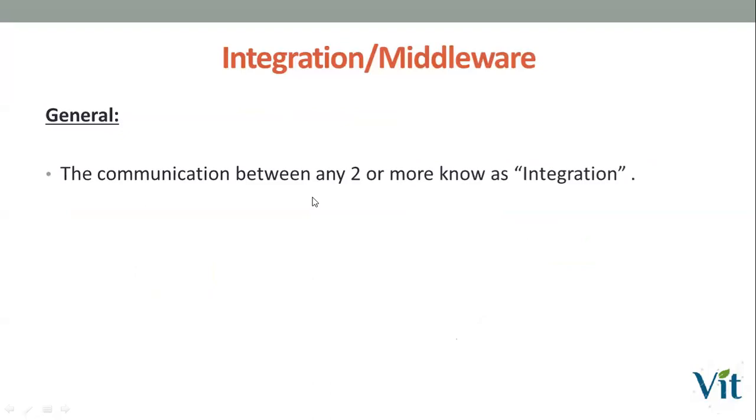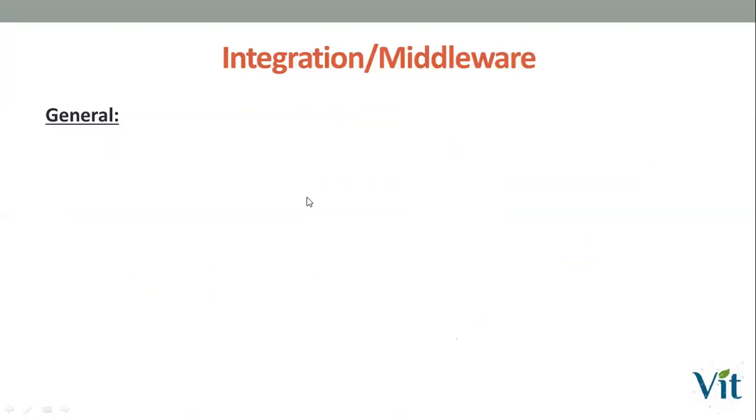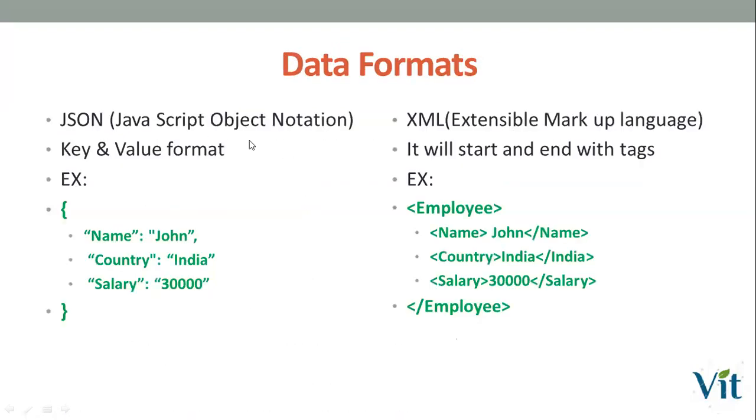Okay, the API, what happened? See, the API will always give the responses either in JSON format or XML format. So you have to know what is JSON and what is XML. Okay, this is the very first step. See, these are the basics, guys.